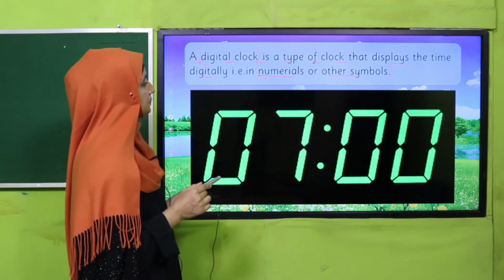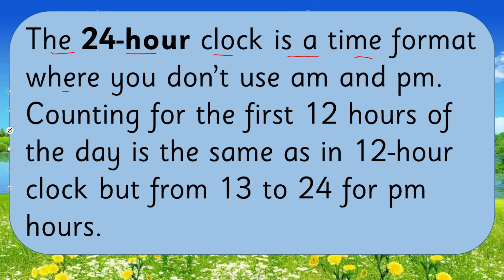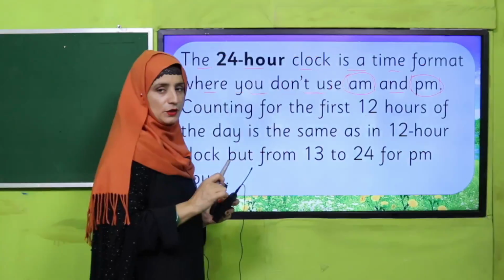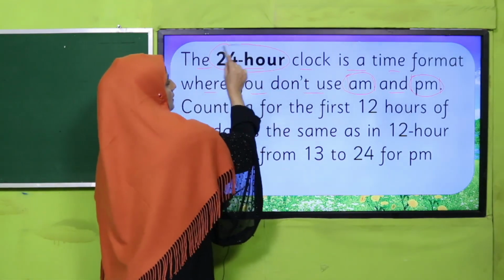So let's see next. What is the 24-hour time format? The 24-hour clock is a time format where you don't use AM and PM. Be careful, my dear students, and listen carefully. What is the 24-hour clock time format? We don't show AM or PM. As we know, AM is for morning time, from midnight like 12 a.m. till daytime 12 p.m., and PM is night time. These are used, but we don't use them in the 24-hour clock format.